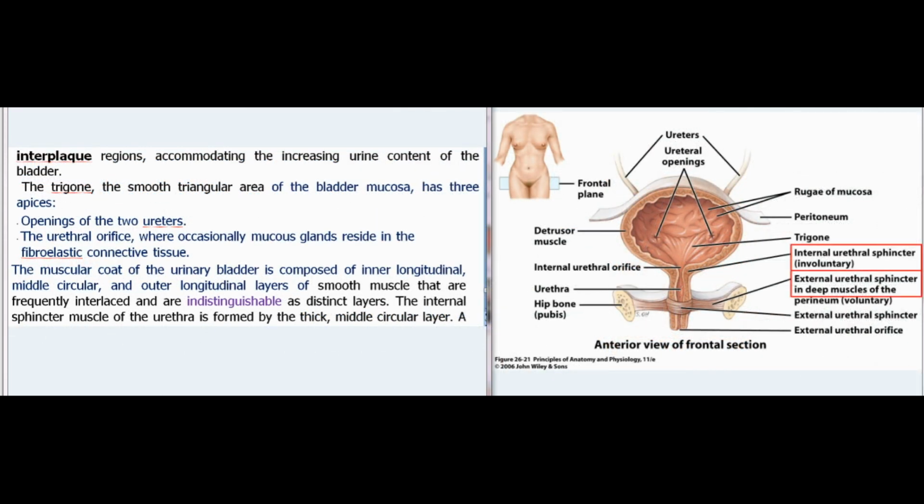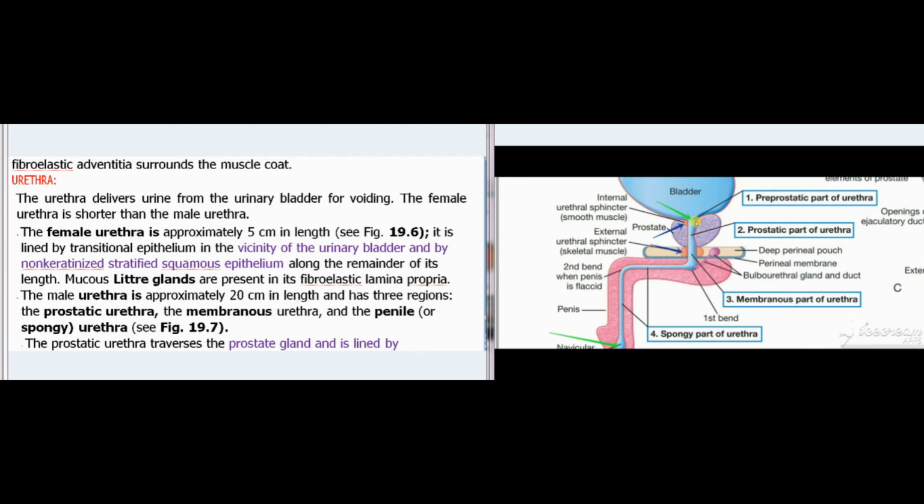The trigone, the smooth triangular area of the bladder mucosa, has three apices: the openings of the two ureters and the urethral orifice, where occasionally mucus glands reside in the fibroelastic connective tissue. The muscular coat of the urinary bladder is composed of inner longitudinal, middle circular, and outer longitudinal layers of smooth muscle that are frequently interlaced and are indistinguishable as distinct layers. The internal sphincter muscle of the urethra is formed by the thick, middle circular layer. A fibroelastic adventitia surrounds the muscle coat.